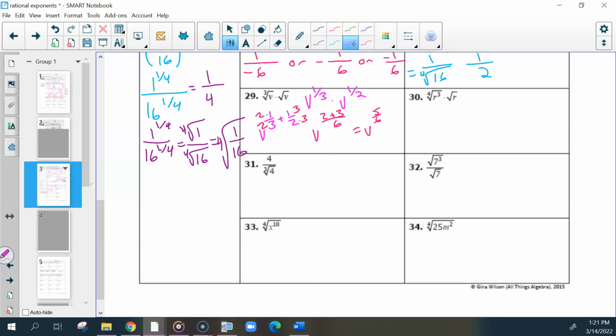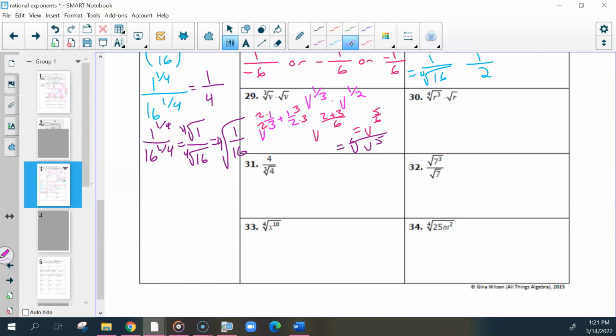And now we can rewrite this as a radical. Let's do a different color. The 6th root of v to the 5th. Let's do 31.